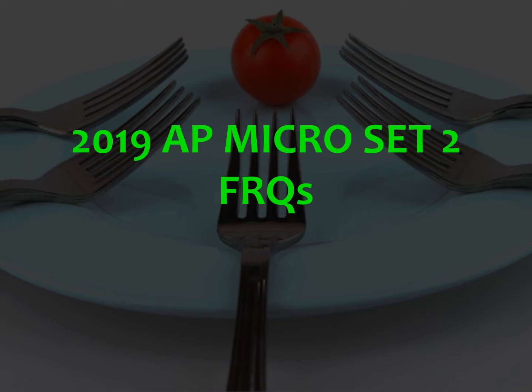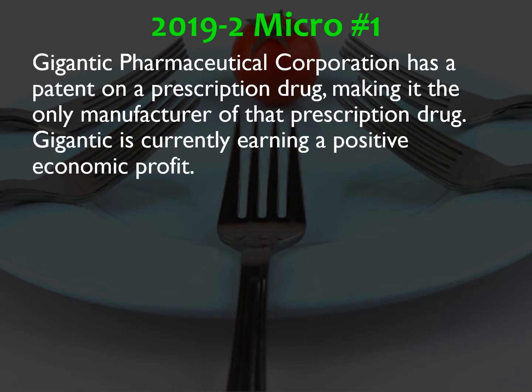Hello again, everyone. These are the 2019 AP Micro FRQs Set 2, the set that everyone in the Pacific time zone took in 2019. Number 1, Gigantic Pharmaceutical Corporation has the patent on a prescription drug, making it the only manufacturer of that prescription drug. Gigantic is currently earning a positive economic profit.